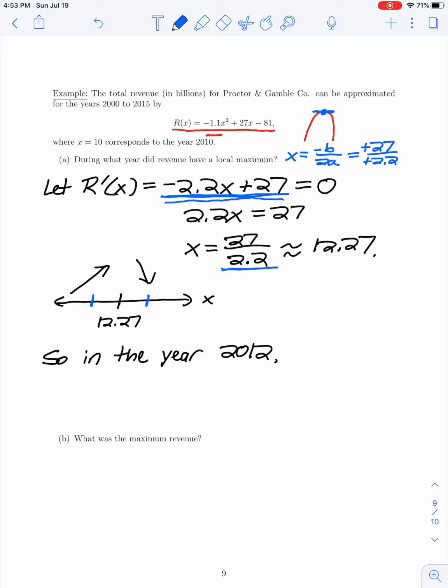Now, in part B of the problem, we're asked what was the maximum revenue. So to determine the actual local maximum value, we're going to take our critical value for x, which was approximately 12.27, and substitute it into our original function for revenue. So rounding to the nearest billion, we find that this is approximately $85 billion was the maximum revenue in that part of 2012.